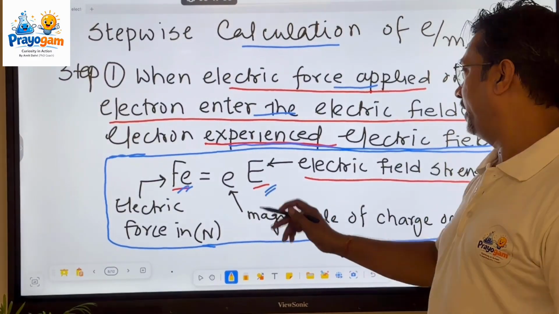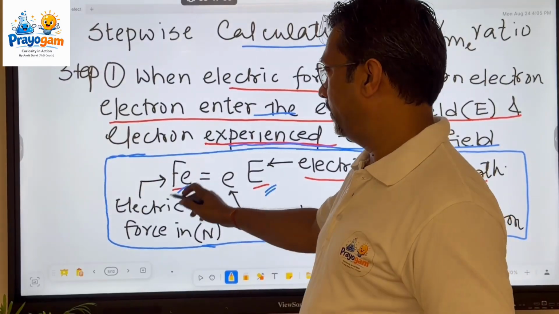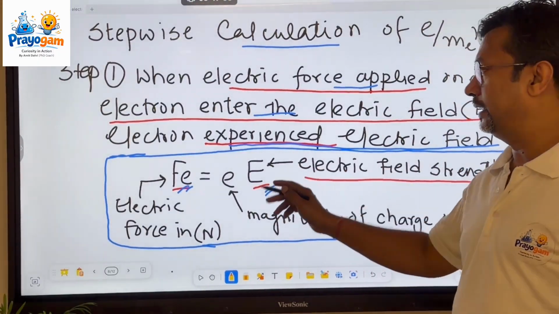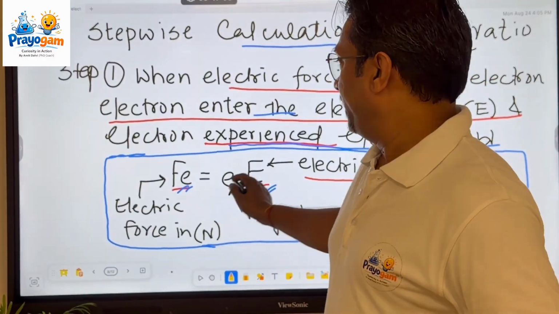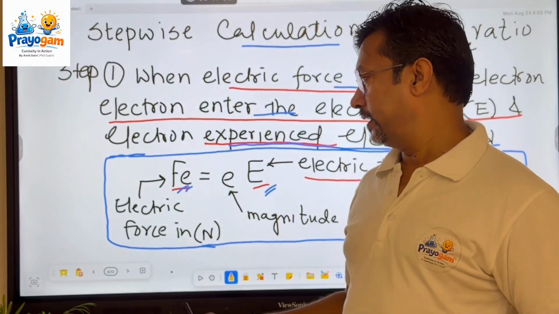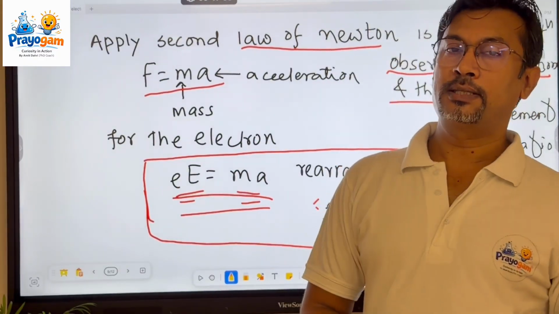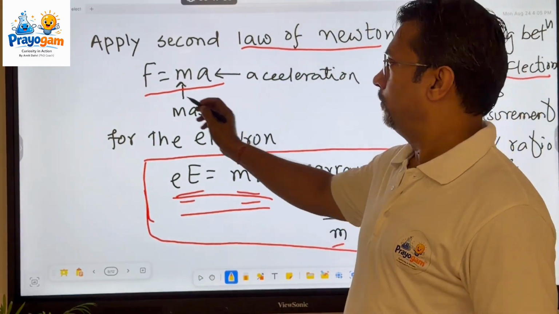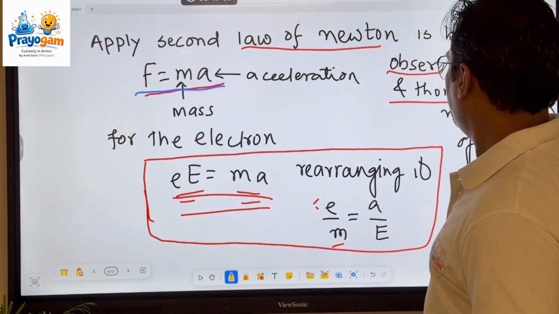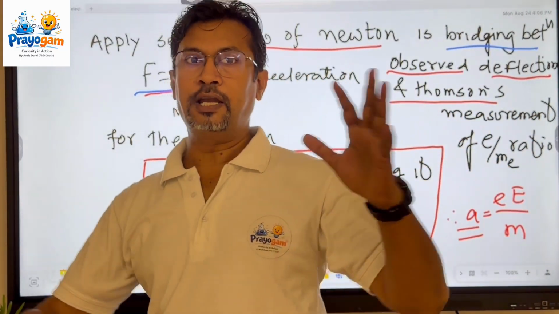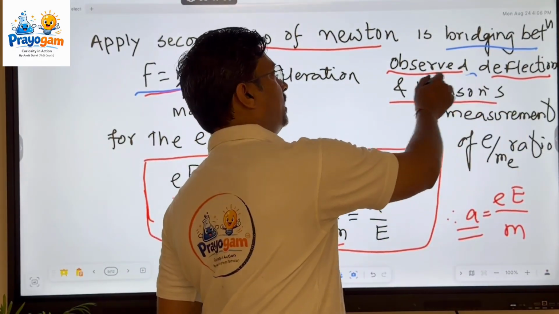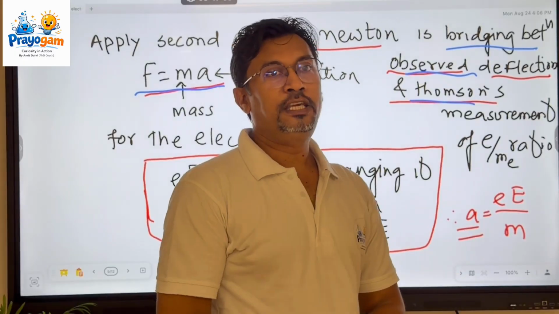and this is the electric field strength. F is a force, electric force, is the magnitude of charge on electron and again electric field E, right? So children, F is equal to eE. So here the biggest role was played by one of the great laws, that is Newton's second law of motion, where we have seen force is equal to mass into acceleration, right? What did it do? It bridged the gap. What did the second law of Newton do? It bridged the gap between observed deflection and Thomson's measured e by m ratio.